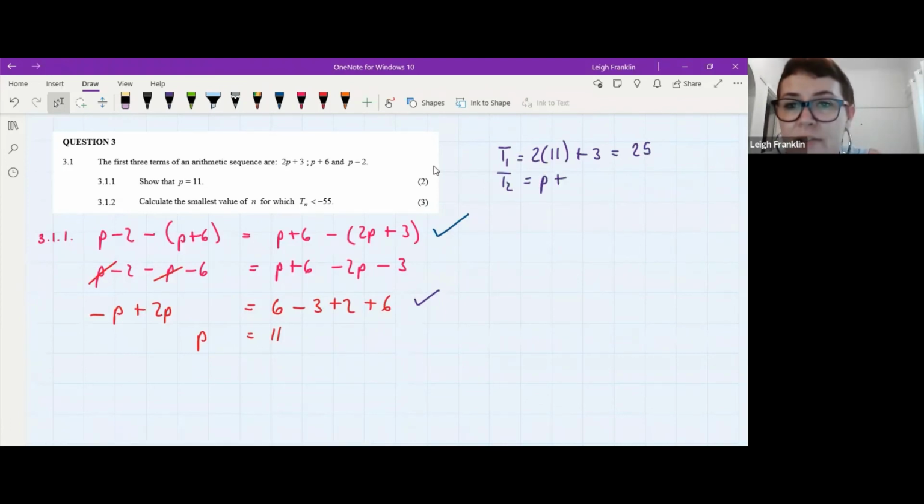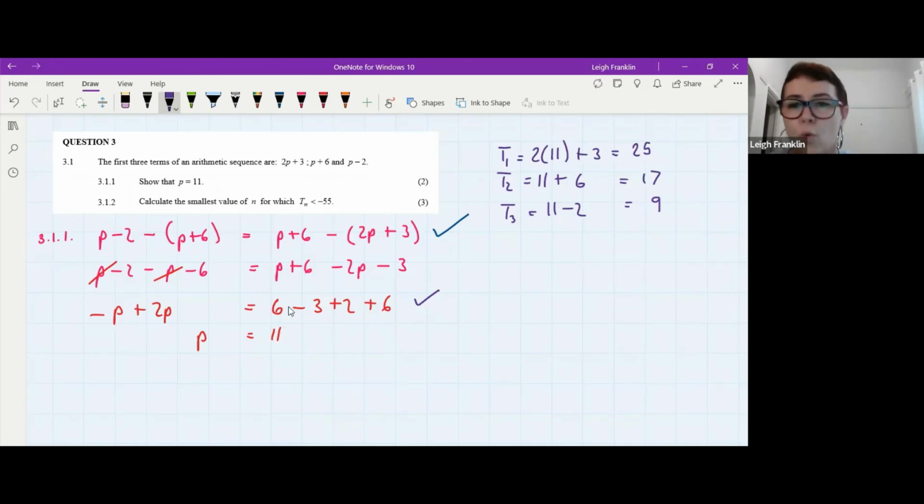P plus 6. Sorry, I should have just subbed the 11 and I'm being silly. Okay, so 11 plus 6 leaves us with 17. Term 3 is going to be P minus 2, so this is 11 minus 2, which is 9. Okay, so there we go. Those are the first three terms of our pattern.